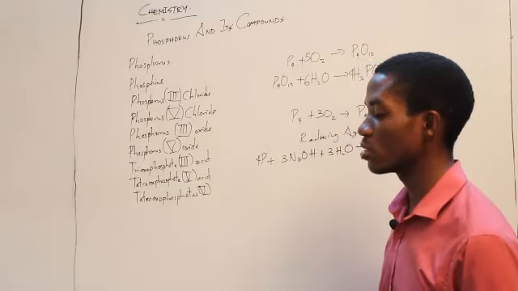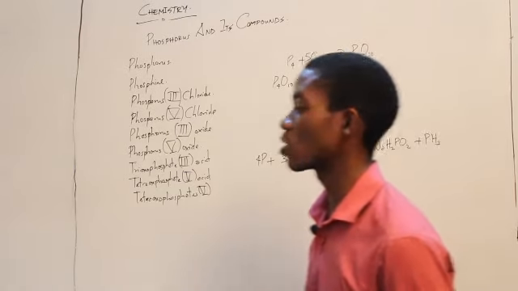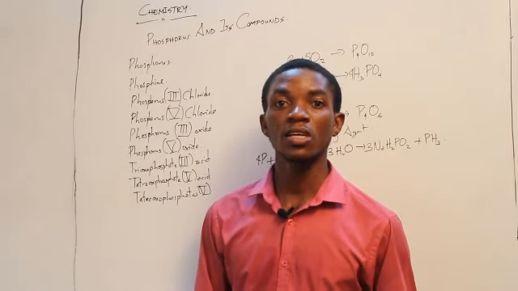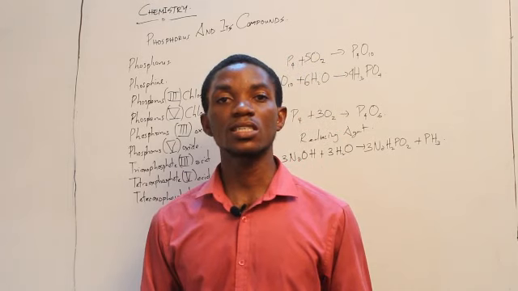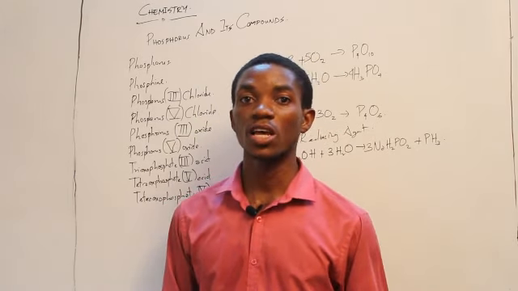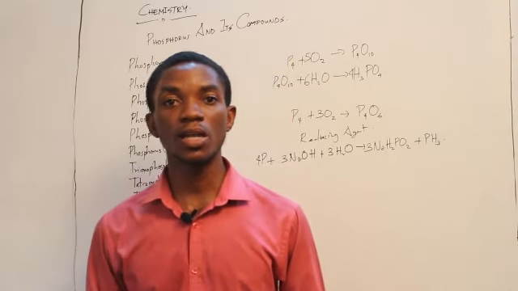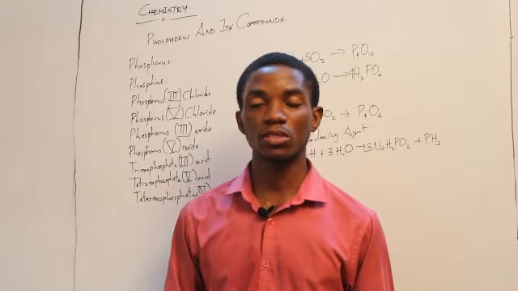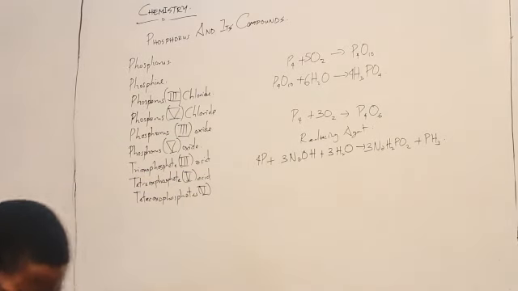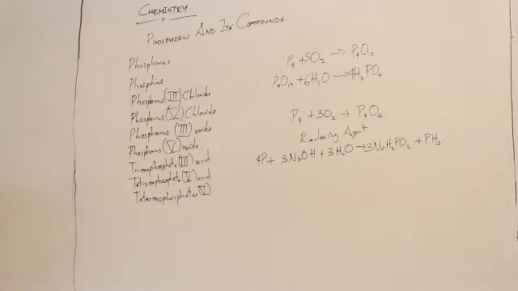Alright, let's begin with phosphorus. Phosphorus is an element. It belongs to the group 5 elements, and it exists naturally in two different allotropes known as the red phosphorus and the white phosphorus. About now, there will be a table on your screen to show you the differences between the white phosphorus and the red phosphorus.